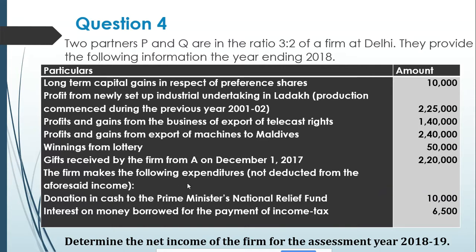The firm makes the following expenditures not deducted from the aforesaid income: donation in cash to Prime Minister's National Relief Fund 10,000, interest on money borrowed for payment of income tax 6,500. So we have to determine the net income of the firm for the assessment year 2018-19. So just have a look at the problem. It is a comprehensive one, with different kinds of income.